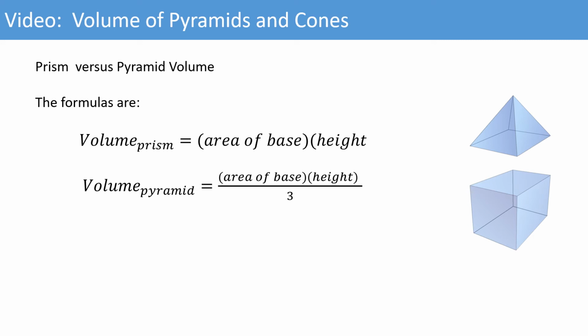So if we know that the formula for the volume of a prism is area of base times height, then the volume of the pyramid would be the area of the base times height divided by 3.